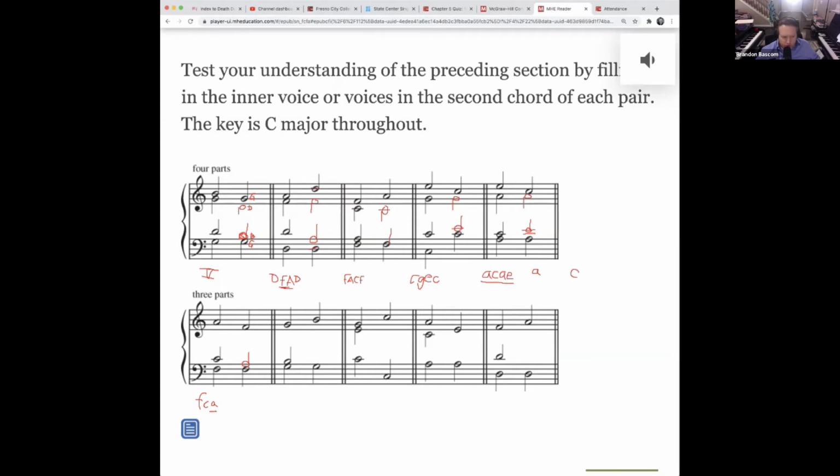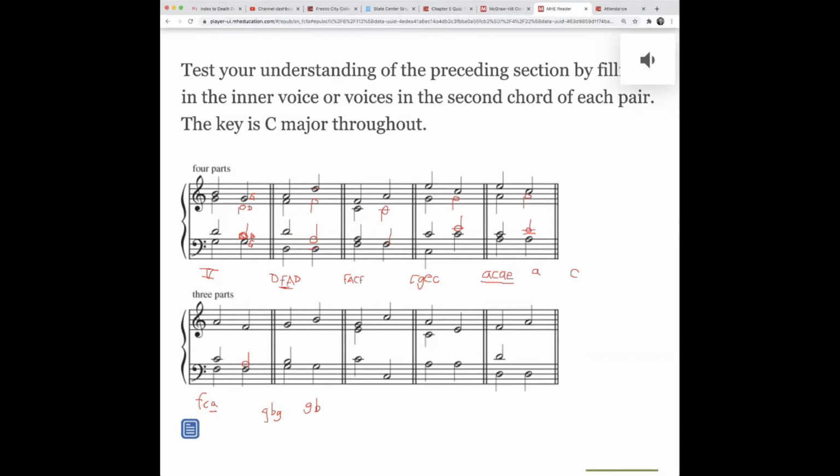Good. Jordan, we've got a G, a B, and a G. So it looks like they've omitted what note? The fifth. Yeah, they omitted the D. And they've given us a G and a B. What do you want to put in the tenor line?